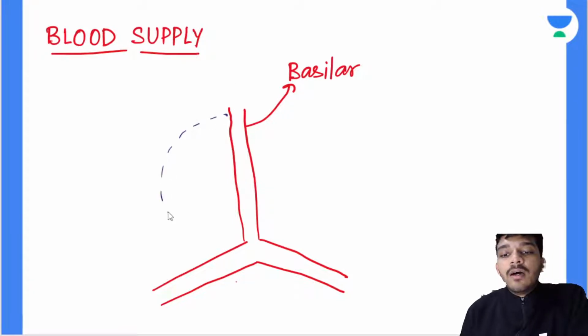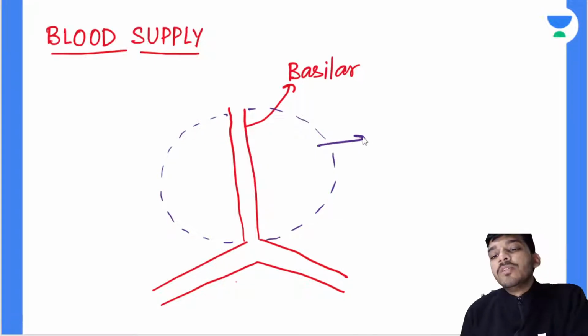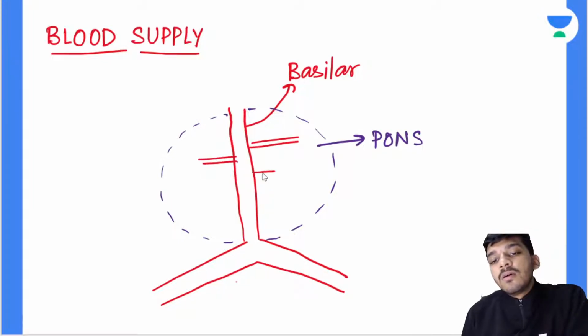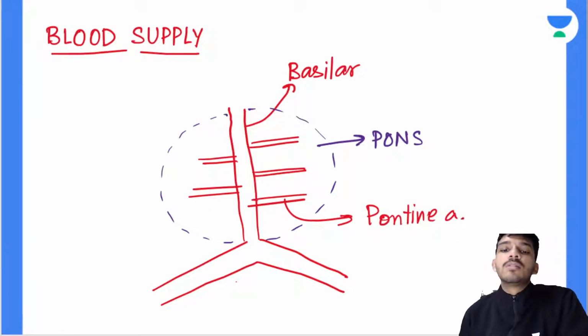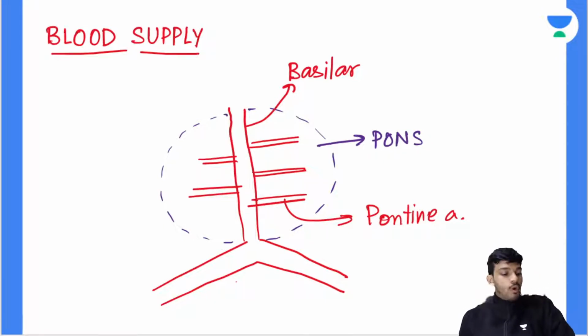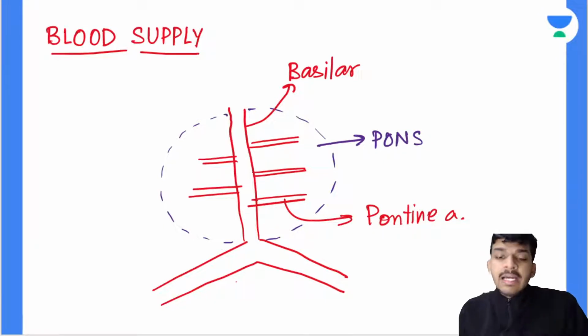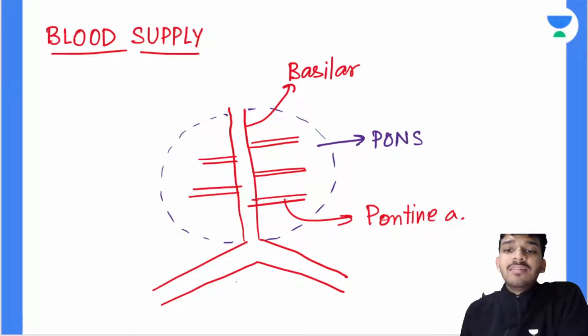Because it was running on the basilar surface of the pons, right? Just behind this, okay, this was the pons. So you have arteries which are arising like this. These are all called pontine arteries and they are going to supply the pons. So the supply of the pons comes from the pontine arteries that are coming off at right angles from the basilar artery.